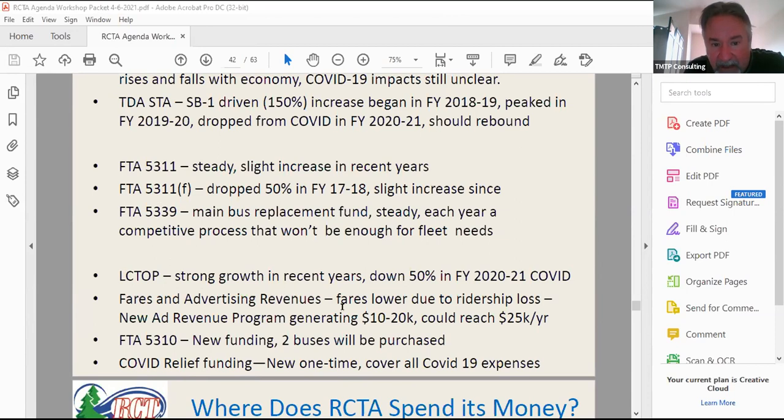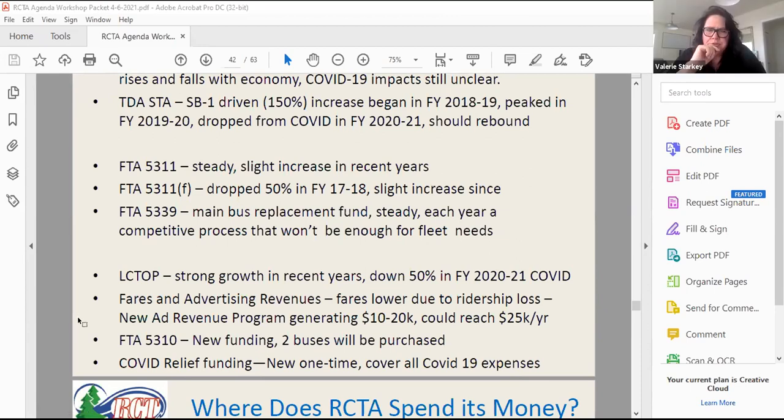The fares and ad revenues were basically, as Dan said, clean money that's being used mostly to generate more marketing. The 5310 is also a capital one, so it probably, it's down here because it's new. We wanted to highlight it for you, but it could move up right here because it's similar to FTA 5339. We're using it for bus replacement. Okay, Dan. Sorry, good point to throw that in there.